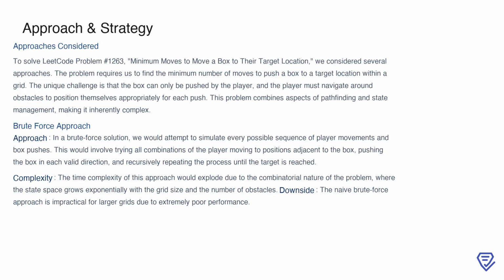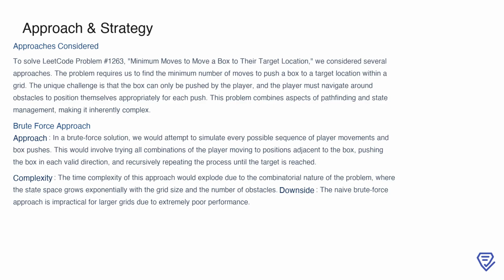To solve problem number 1263, minimum moves to move a box to their target location, we considered multiple approaches, each with its strengths and weaknesses. The challenge lies in the fact that the box cannot move on its own, it can only be pushed by the player. This means the player must navigate the grid, avoiding obstacles, to properly position themselves for each push. This creates a problem that combines pathfinding for the player with state management for the box, making the solution inherently complex.